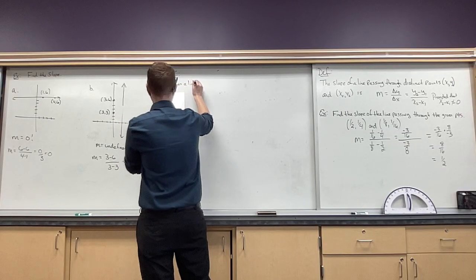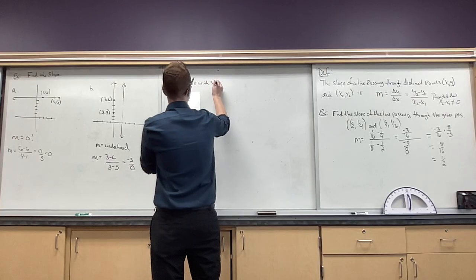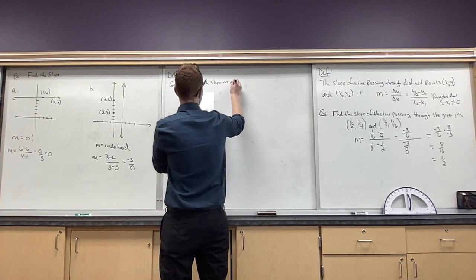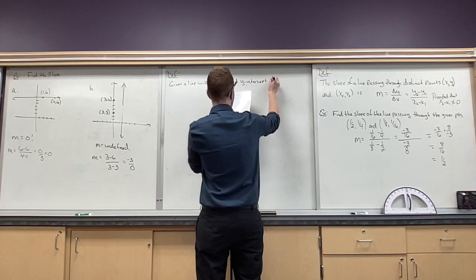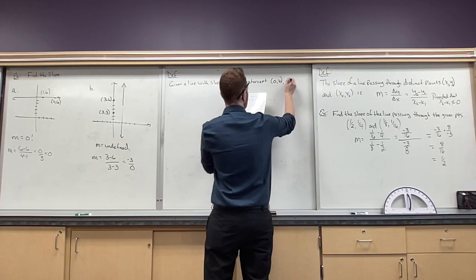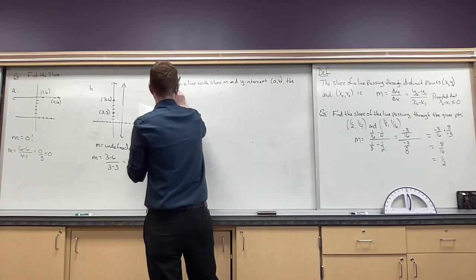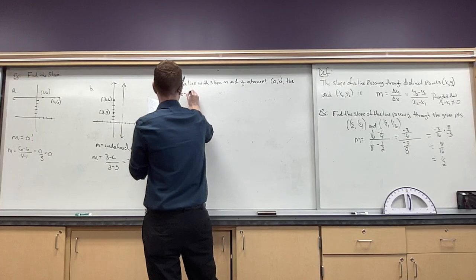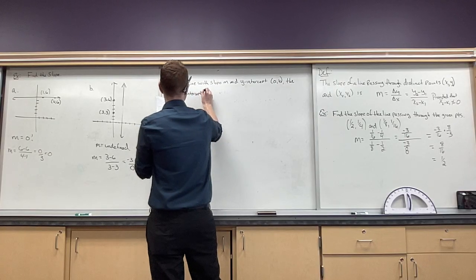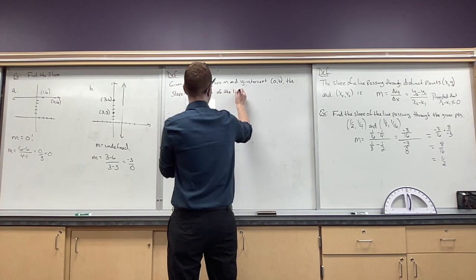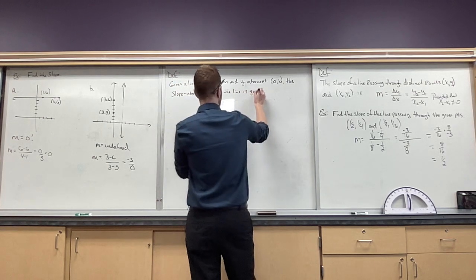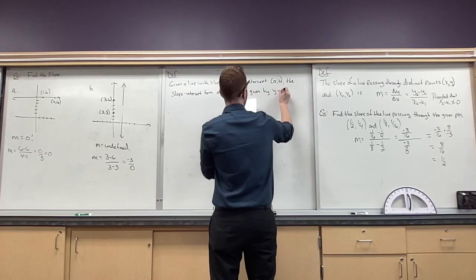Given a line with slope m and y-intercept of (0, b), the slope-intercept form of the line is given by y equals mx plus b.